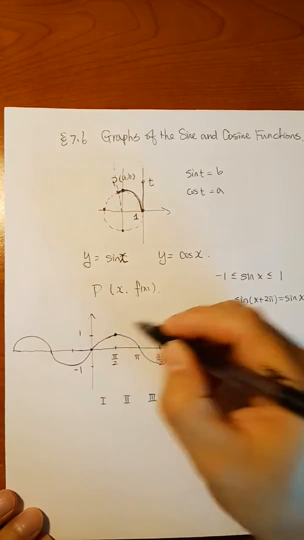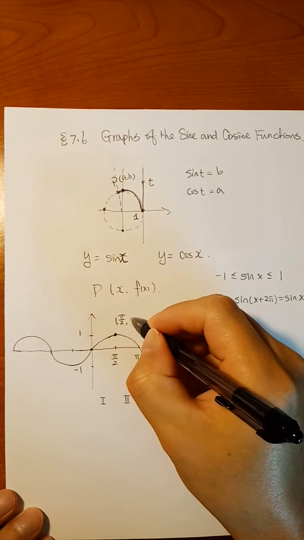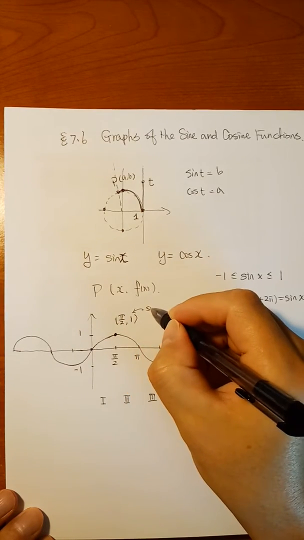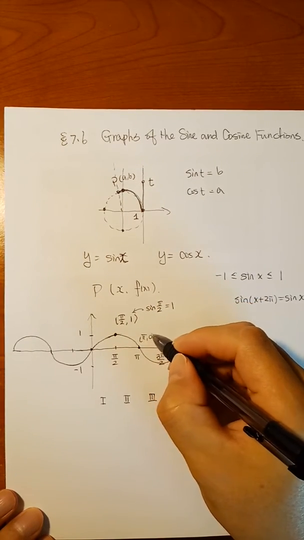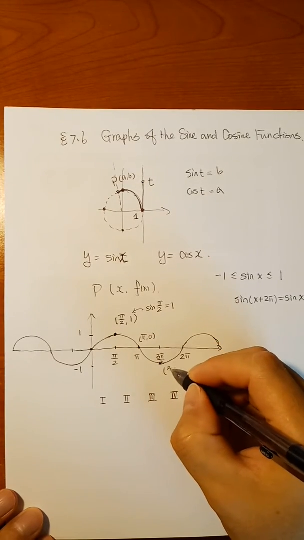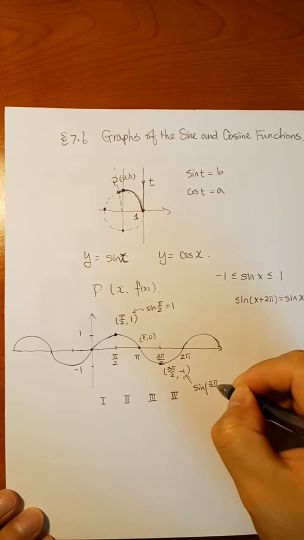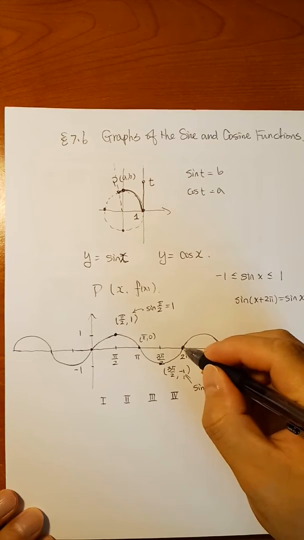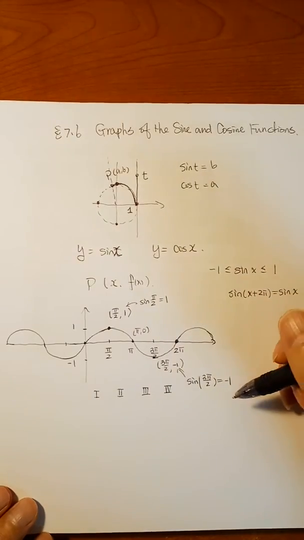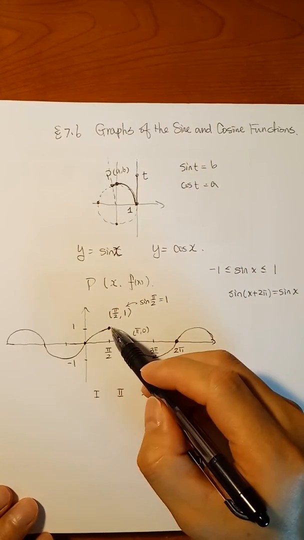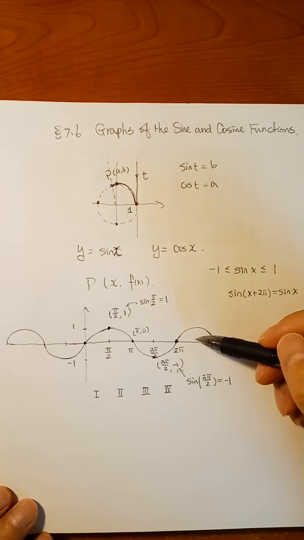Here we check some special points. For this point, the x coordinate is pi over 2 and the y coordinate is 1. The 1 comes from sine of pi over 2 equal to 1. And this is pi, 0. This point is 3 pi over 2 and negative 1, because sine of 3 pi over 2 equals negative 1. Sine 2 pi is 0. So the special values are 0, 0; pi over 2, 1; pi, 0; 3 pi over 2, negative 1; and 2 pi, 0. And then you repeat.